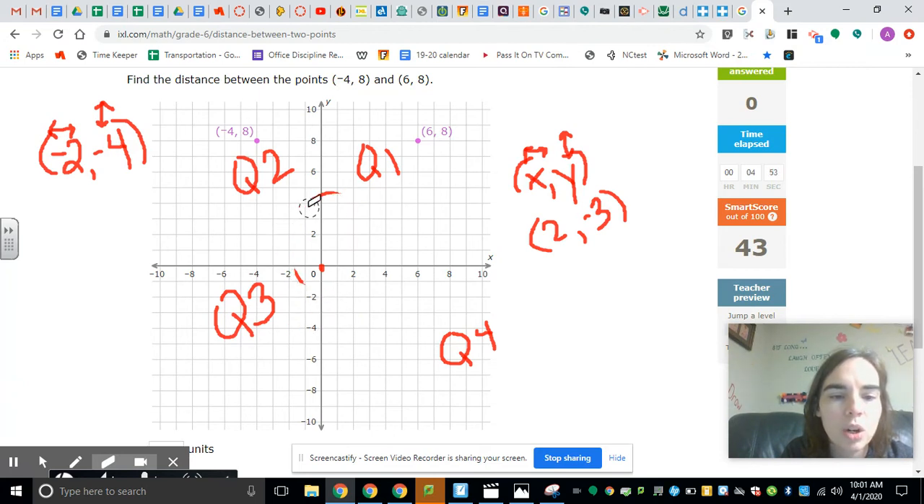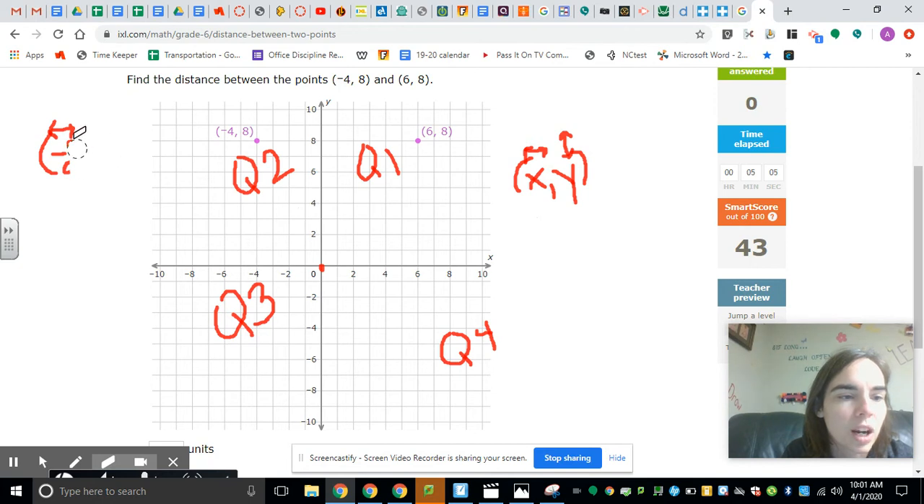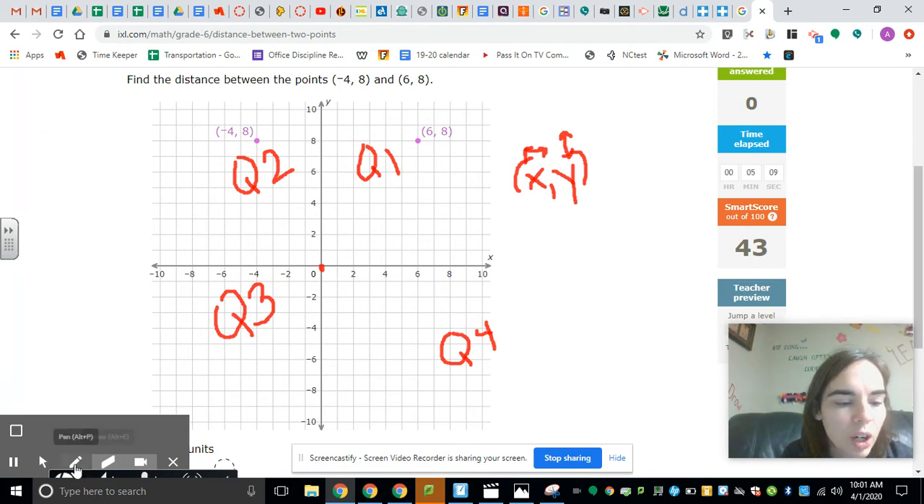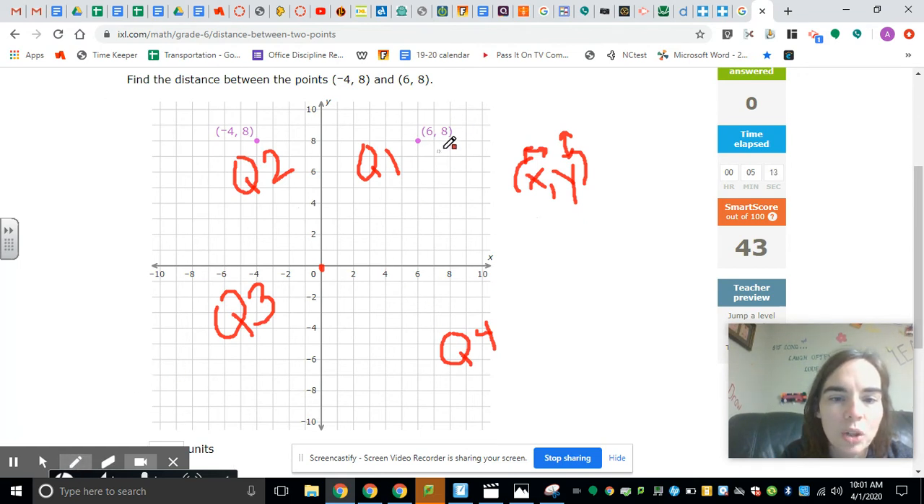I'm going to leave my origin because that's important. We're going to be referring back to the origin a lot. I'm going to leave my X and Y and my ordered pair over here. I'm going to go ahead and leave my quadrants too for right now. Okay, so the order pairs we have currently are graphed in quadrant 1 and quadrant 2. And the question says find the distance between these points.